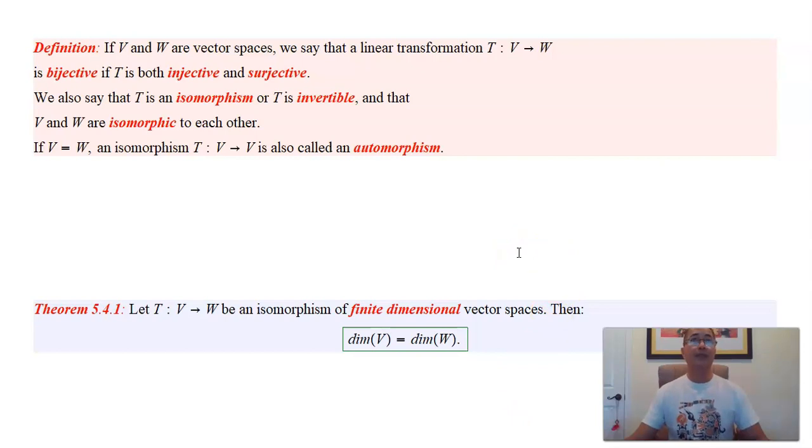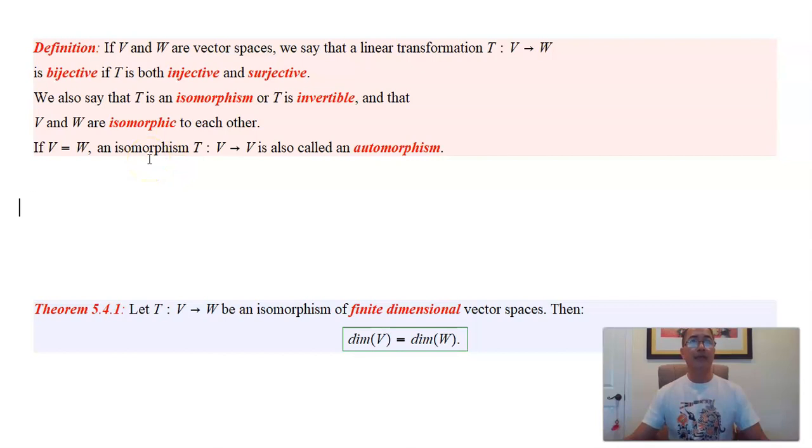Suppose you have 2 vector spaces, V and W, and a transformation T from V to W. As usual, we will say that T is bijective if it is both injective and surjective. It's both one-to-one and onto. We will also say that T is an isomorphism, or T is invertible, and that V and W are isomorphic to each other. In the special case when V and W are the same space, an isomorphism from V to itself is also called an automorphism. So of course the prefix auto there means self. It's a self-isomorphism. So basically an isomorphism, once again, is just a bijective linear transformation.